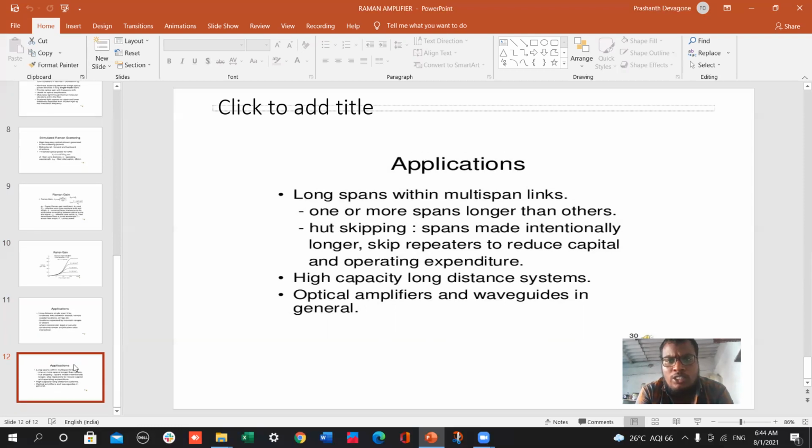High capacity long distance systems, optical amplifiers and waveguides in general. This is the overall concept of the Raman amplifier.